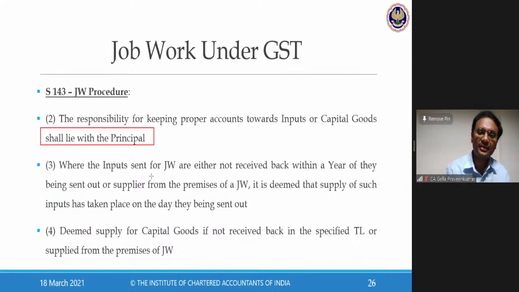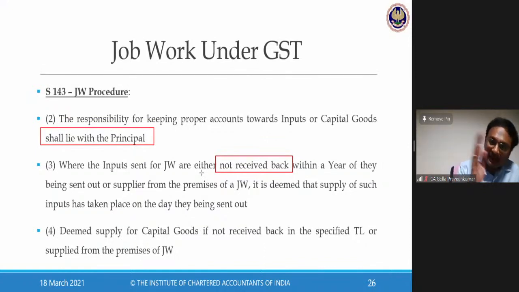When the inputs sent to the job worker are not received back in a period of 1 year, now this is a violation. Not received back or not supplied. Either not received back within a year or, being sent out, not supplied from the premises of the job worker. I said in the previous slide, I should get back within a year. I should supply within a year. So I have neither received nor supplied.